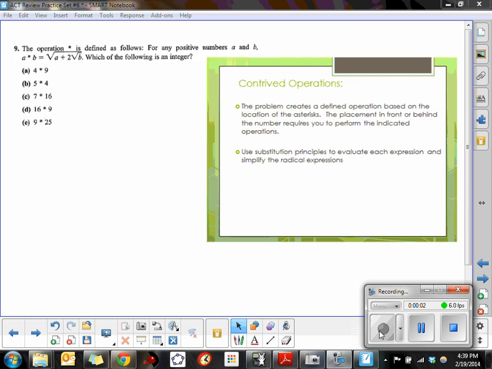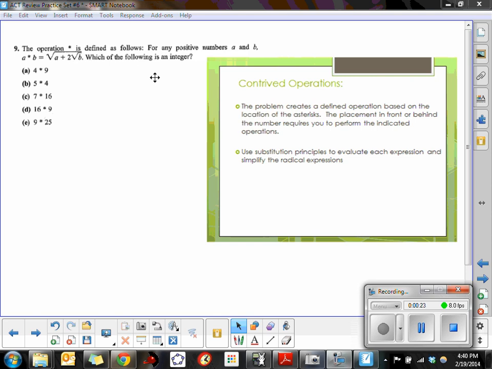Number 9, this question fits into a category I call contrived operations. What they do is they define a new operation that says the operation star is defined as follows. For any positive numbers a and b, a star b will equal the square root of a plus 2 times the square root of b. And they ask you which one is an integer.